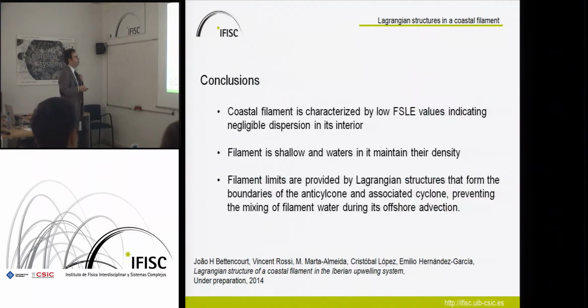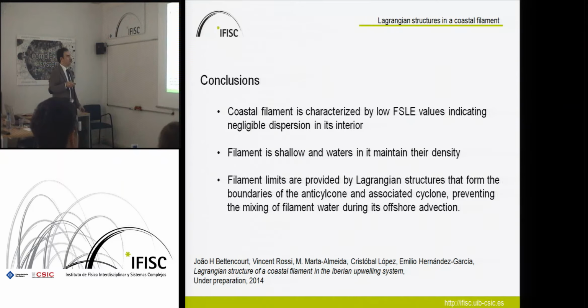So, conclusions here. The first conclusion is that a coastal filament is characterized by low finite size Lyapunov exponent values. They indicate there is a negligible dispersion in its interior, which means that the particles inside are flowing closely to each other without changing much the relative position. The filament is shallow, and the waters in it maintain their density.